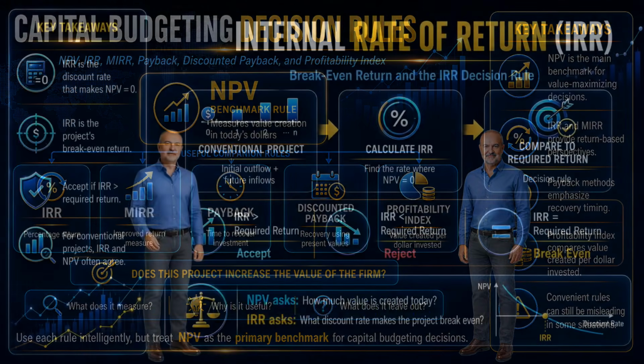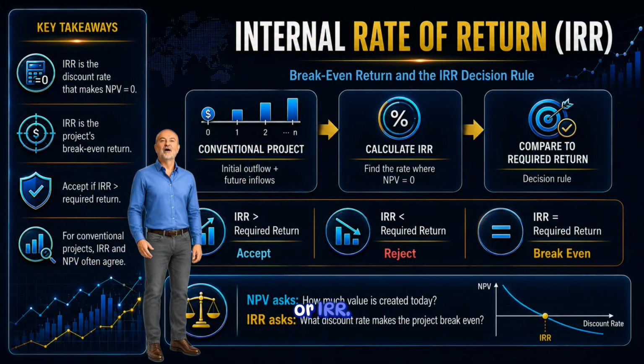Let's begin with the internal rate of return, or IRR. The IRR is the discount rate that makes a project break even in present value terms. In other words, it is the rate at which the project's NPV becomes zero. You can think of IRR as the project's break-even return.